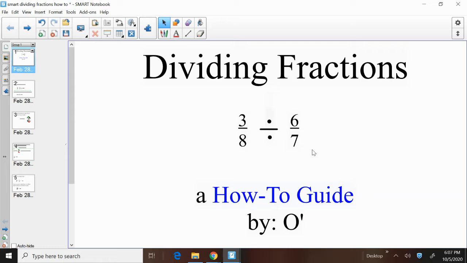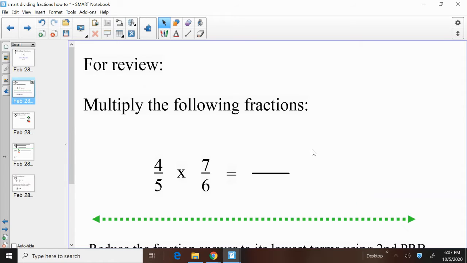So dividing fractions. But first, what I want you to think about is something that we already know, which is multiplying fractions. And there's a reason that I say that, because multiplying fractions is very important when we divide fractions. So if we remember how to multiply fractions, which we've learned before, I hope you remember that we multiply across the top, which is our numerator, and then multiply across the bottom, which is our denominator.